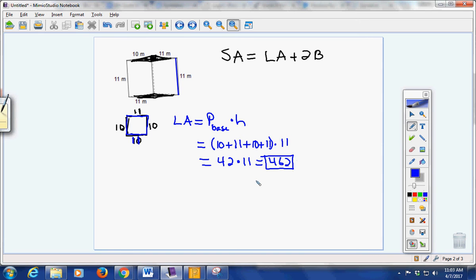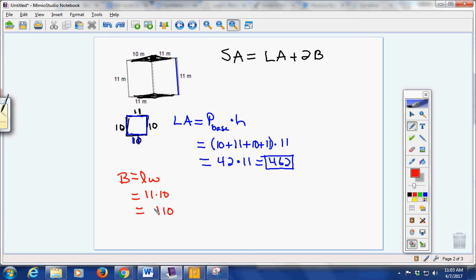That's our lateral area. Now we also need to find out B. Now remember, this is a capital B. And from our notes, when you see a capital B, it means the area of the base. Since our base is a rectangle, we just take length times width. So in this situation, 10 times 11 or 11 times 10, doesn't matter. And we get 110.